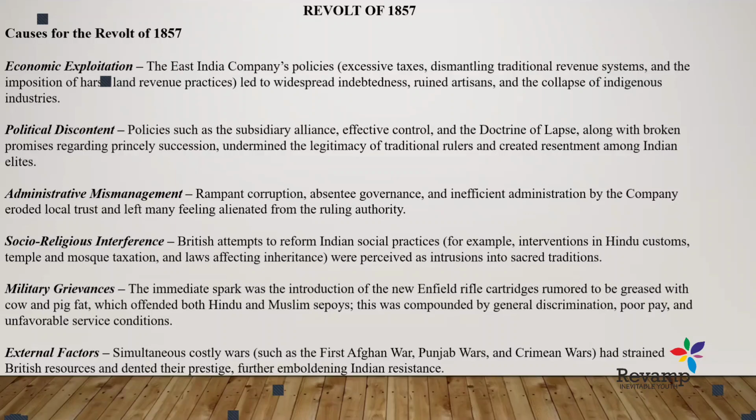There was also political discontent because the English officers were seen as invaders in the Indian indigenous regions. So there was political discontent between the Indian kings and the British officials as well. There was also socio-religious interference, because the British tried to reform Indian social practices and customs, which were not accepted by the conservative Indians.